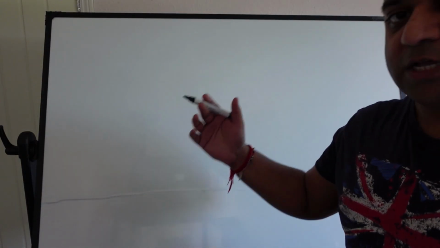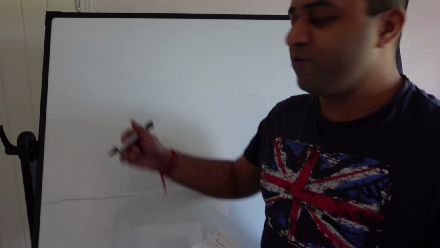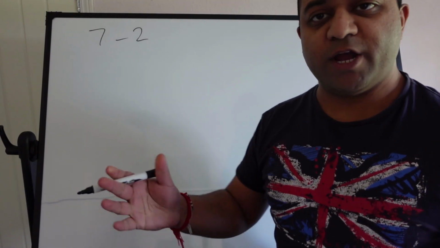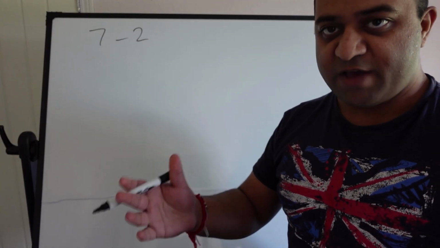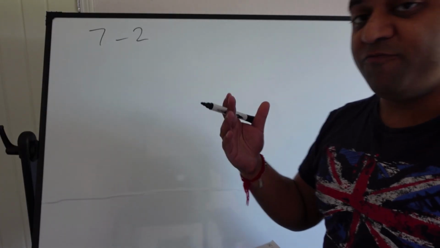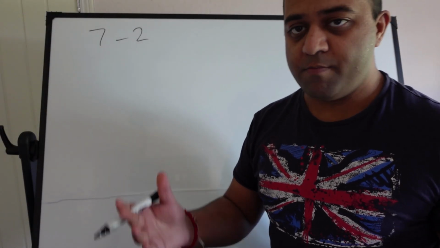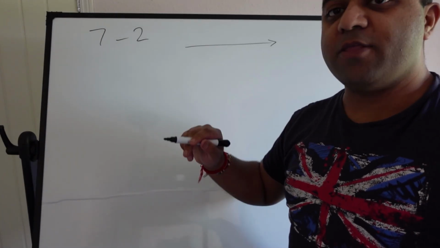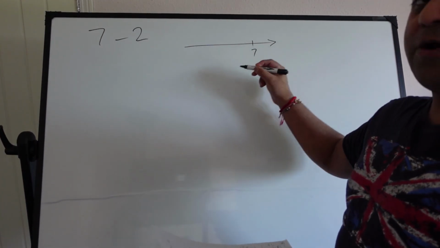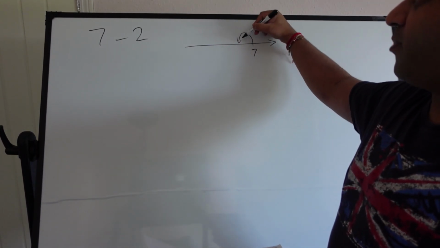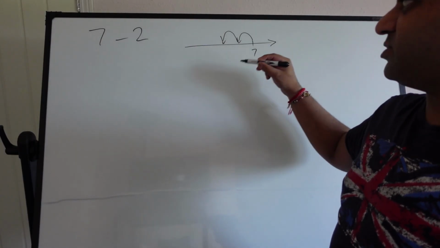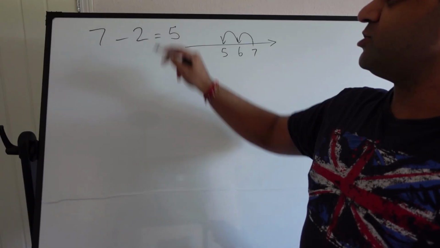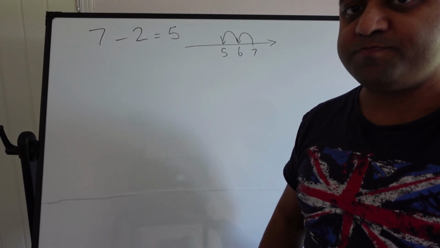So, let's do a simple example. If we have 7 take away 2, we know this operation means 7 subtract 2. Now if we visualize this with a number line, we can show that we start at the number 7 and we move backwards by 2 spaces. So 7, 6, 5. So this result is 5.